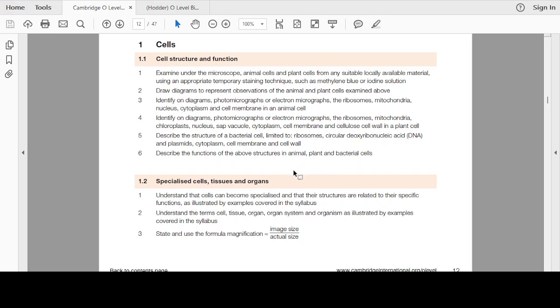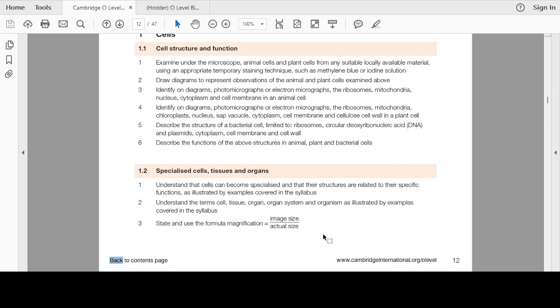So you can see over here, for example, not so much in these chapters. For example, point number 3 over here in 1.2, you're revising, oh, what's the formula of magnification, where it says over here that you need to be able to state and use the formula for magnification, which is image size over actual size.